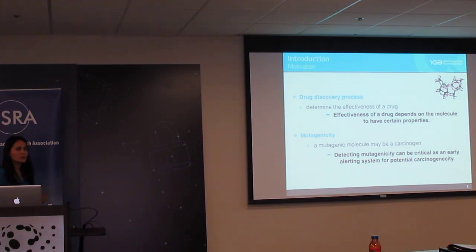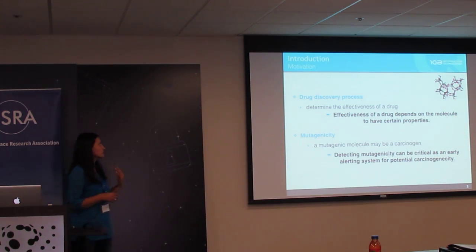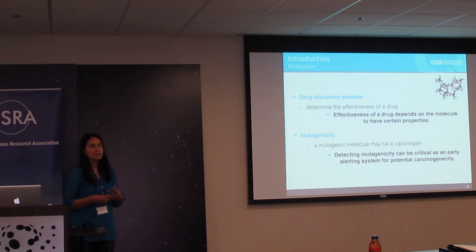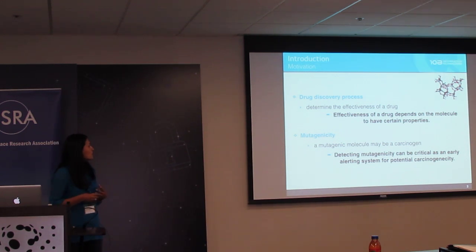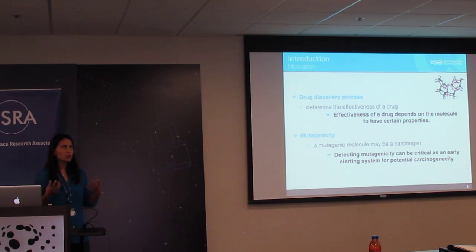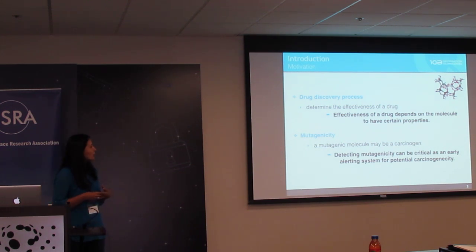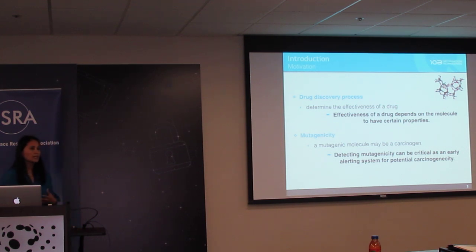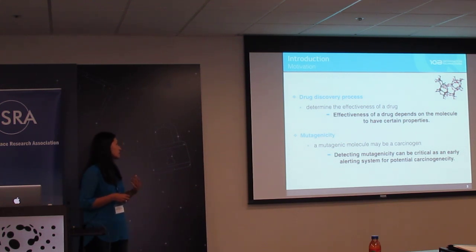So the motivation of our work is in the field of the drug discovery process. So basically, when a company wants to put a drug in the market, they need to make sure that the drug owns certain properties. So one of the properties that we are going to look at here is called mutagenicity. Basically, if compounds have this property, they have the potential to produce cancer. So it's a very important or crucial study to detect this potential property in molecules.